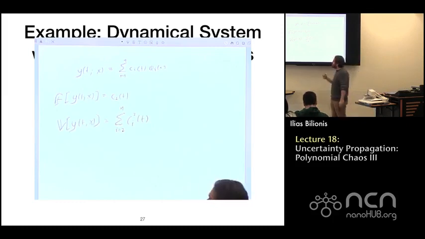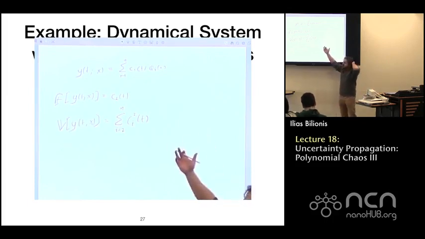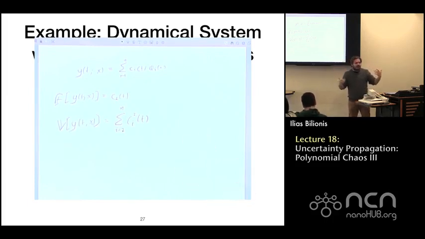Okay? But you can also just use the expansion to evaluate your solution at any x you like. Right? So you can just pick an x, plug it in there, and see what the solution is. Alright? Now, why is this better than Monte Carlo? Well, it is better than Monte Carlo if n is smaller than the number of Monte Carlo samples that you take.